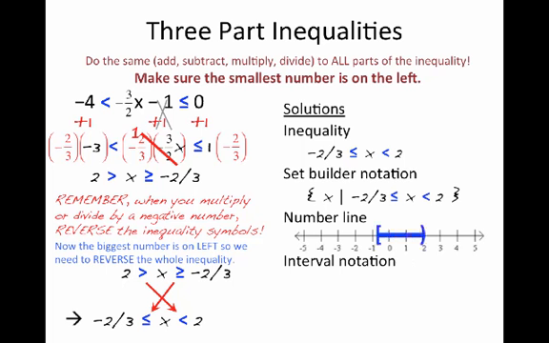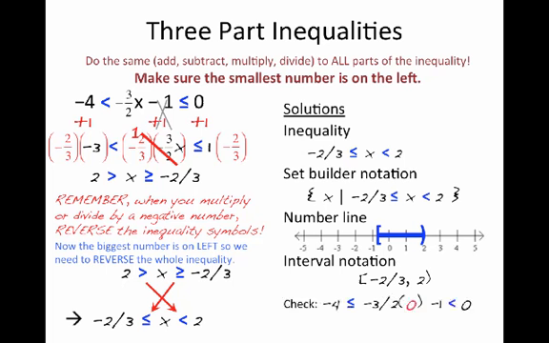We start with a square bracket because we've got an equal sign in that inequality. We go up to 2. We use an open bracket on that side because there's no equal on that side. Interval notation, we start with that square bracket just like the number line. Negative 2/3, comma, we go up to 2 and we end the interval notation with an open symbol just like on our number line.